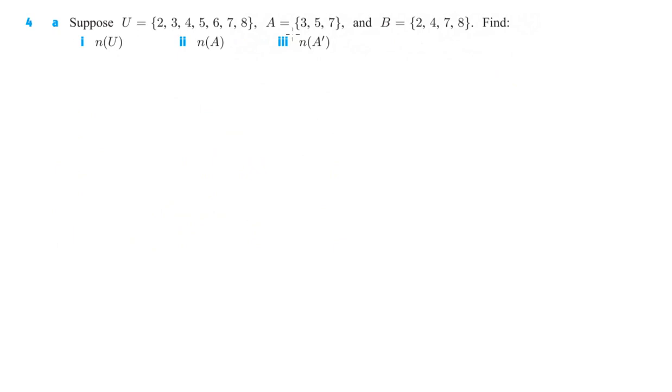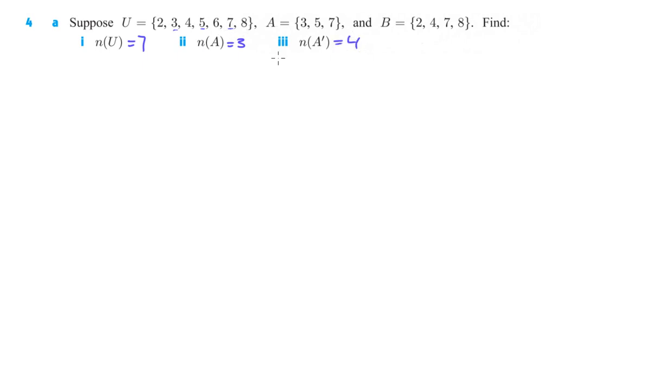All right, suppose U is the universal set, and then we've got A and B. Find the number of items in U. 1, 2, 3, 4, 5, 6, 7. That is 7. Number of elements in A: 1, 2, 3. Number of elements that are in A prime. In this one, it would be all of these, subtract these 3, right? So really we can't use 3, 5, or 7. So the leftover is 1, 2, 3, 4.